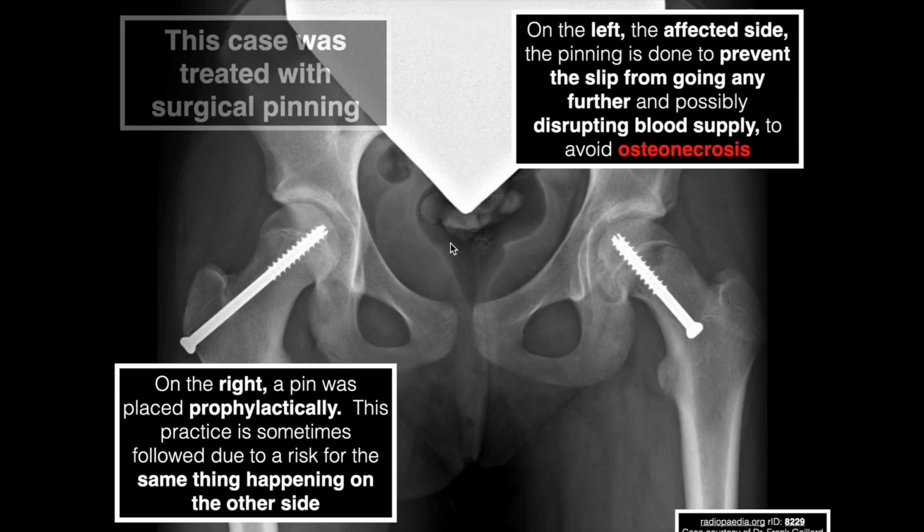On the right, a pin was placed prophylactically. This practice is sometimes followed due to a risk for the same thing happening on the other side. On the left, the affected side, pinning is done to prevent the slip from going any further and possibly disrupting blood supply to avoid osteonecrosis.